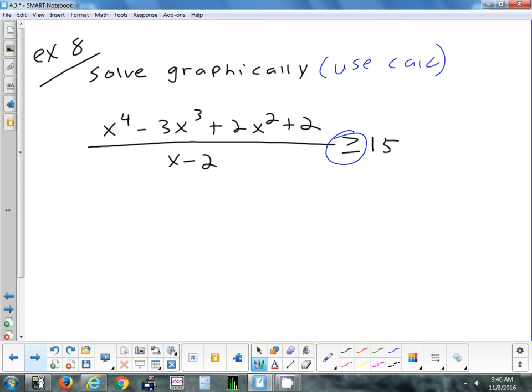What do you have to be careful about when you multiply both sides of an inequality by something? Something can happen. Ian, what can happen? The inequality can flip. When does it flip? When you're multiplying by a negative. So if I multiply both sides of this by x minus 2, am I multiplying by a negative? Yes.